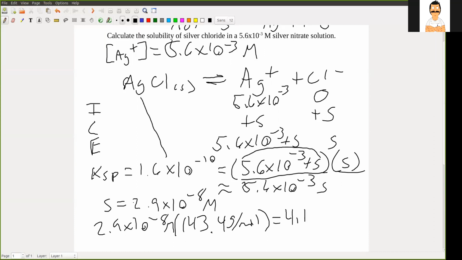So it's 4.1 times 10 to the minus 6 grams per liter, which is also 4.1 micrograms per liter. So you can do it either way, unless you're directed to do it specifically as grams per liter, in which case it's 4.1 times 10 to the minus 6 grams per liter. So this is the solubility of silver chloride in a silver nitrate solution at the concentration given.